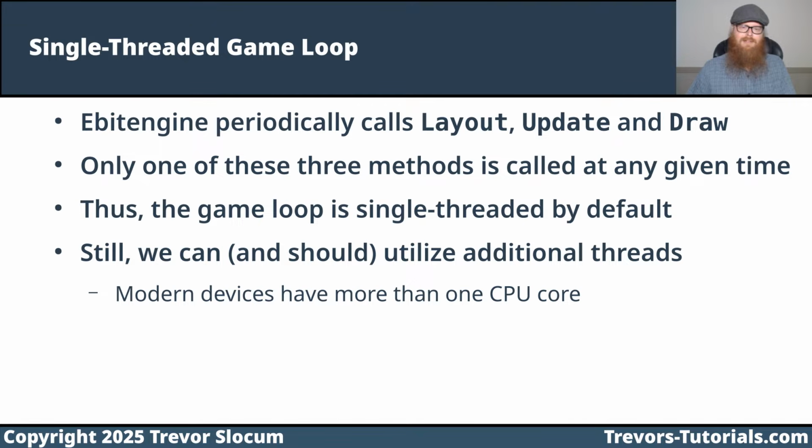As we learned in previous tutorials, EbiTengen periodically calls our game's layout, update, and draw methods. Only one of these three methods is ever called at any given time. So in effect, when looking at just these three methods, our game runs in a single thread. Still, we can and should make use of more threads in our application because modern devices have more than one CPU core, and so adding those extra threads will make use of those extra CPU cores.